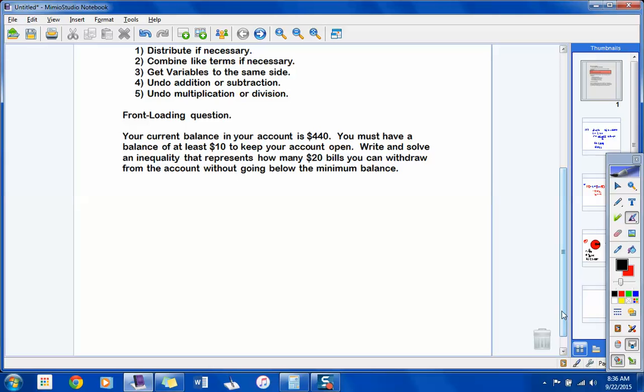It says your current balance in your account is $440. It says you must have a balance of at least how much to keep your account open in this one? $10. It says write and solve an inequality that represents how many $20 bills you can withdraw from the account without going below the minimum balance. Okay? I want you guys with a partner right here. Take about a minute, see what kind of inequalities we come up with. I don't care if we get this right now, we'll talk about what we're doing. But see if you can come up with an inequality for this situation.